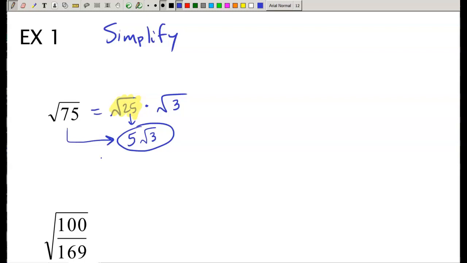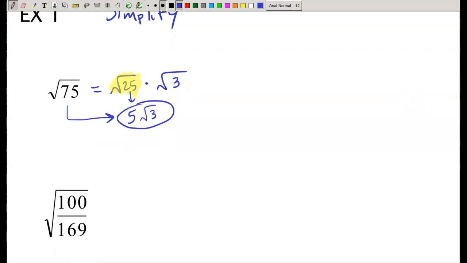So we can use this product property to break up a radical in such a way that one of the factors is a perfect square, and that we can pull out these numbers outside of the radical, kind of like what we did in chapter 5 and 6.